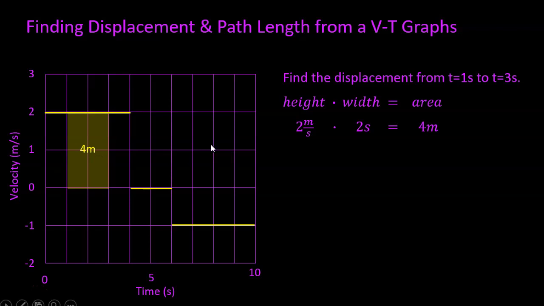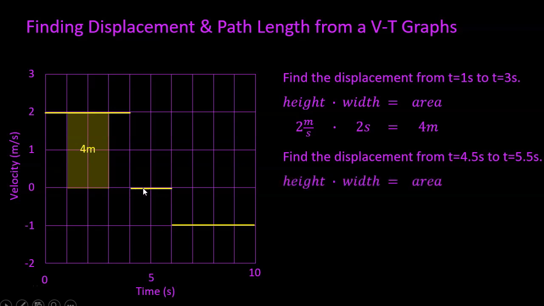Let's move on to another problem. Find the displacement from 4.5 seconds to 5.5 seconds. Well, that's this segment here, so it's part of this velocity line that is on 0 meters per second. We need to take the height times the width to find the area, but notice this line has a height of 0 because it's on the time axis where velocity is equal to 0. The width is 1 second, and 0 meters per second times 1 second is a displacement of 0 meters.